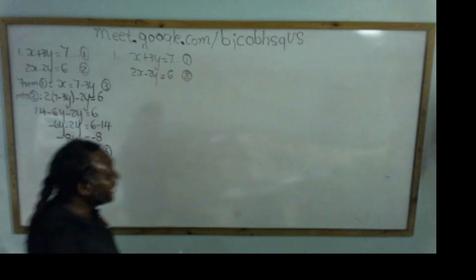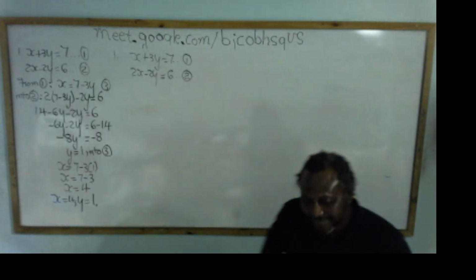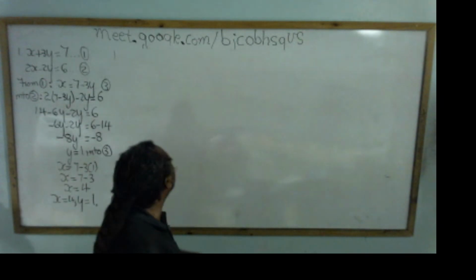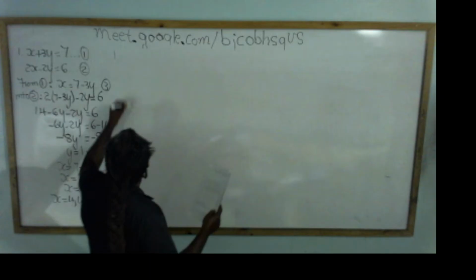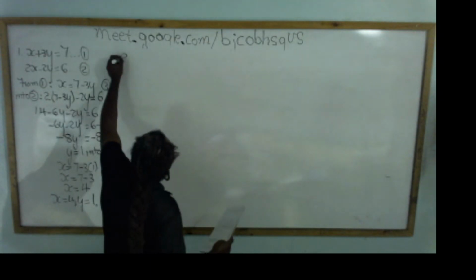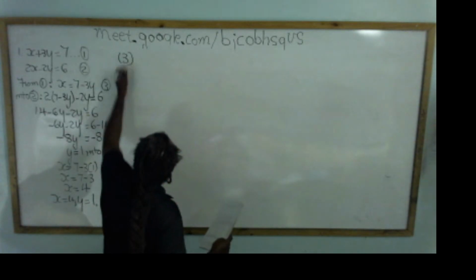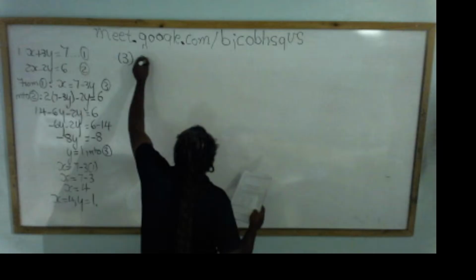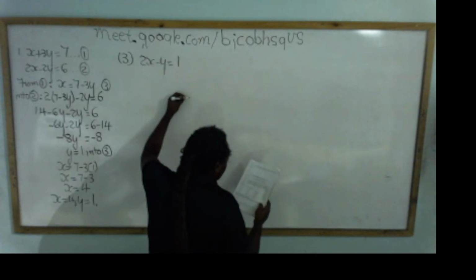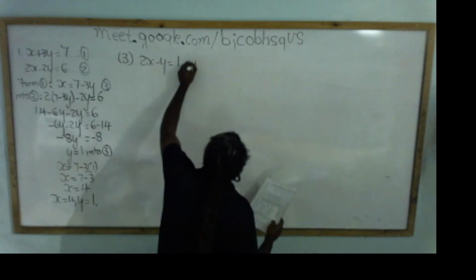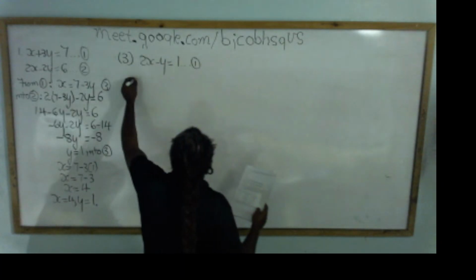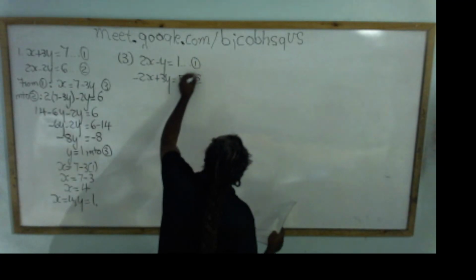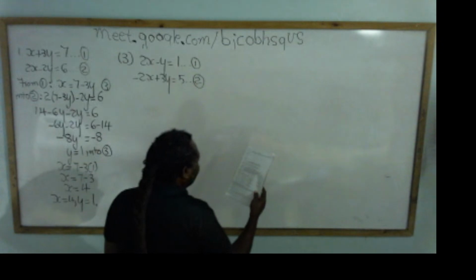I like number 3. So let's go to number 3. 2x minus y is equal to 1, and that is your equation 1. And negative 2x plus 3y is equal to 5. I hope that is what is there. I didn't look. Negative 2x plus 3y is equal to 5. Great.